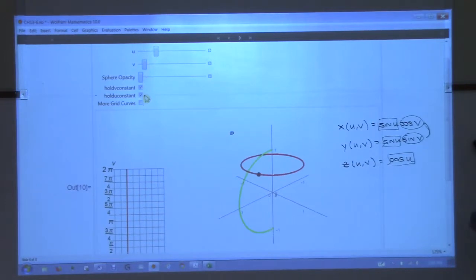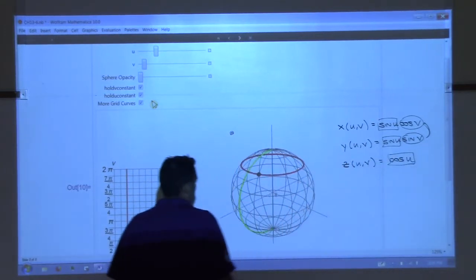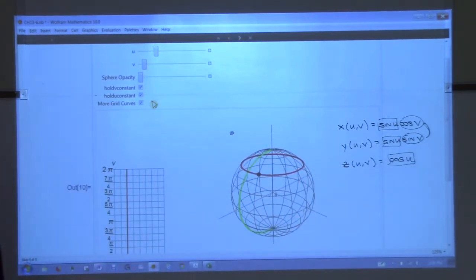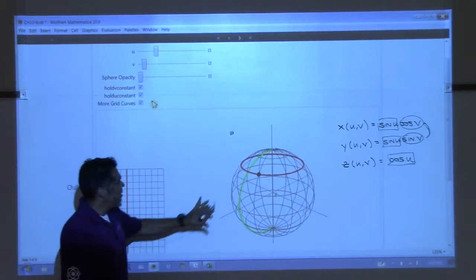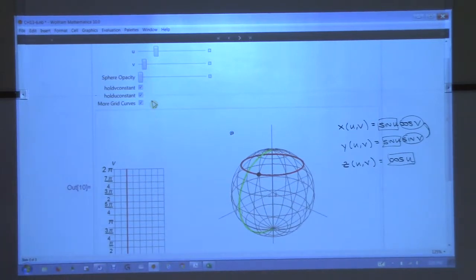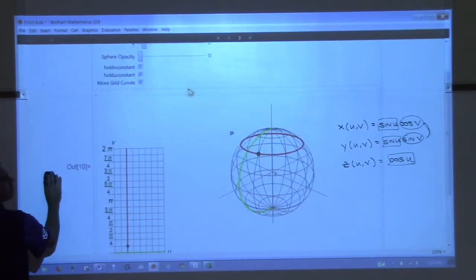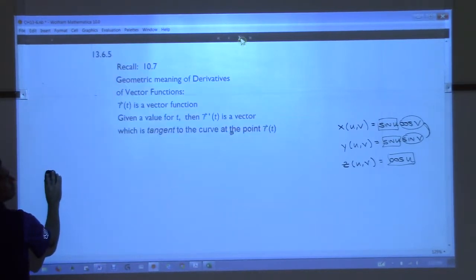Now, if I do all these different grid curves, then we start to create basically your standard longitude and latitude lines on a sphere. Okay? So all of these together give us the shell of the sphere. Got it? So as you vary u and you vary v, you let them change, you draw the whole surface.